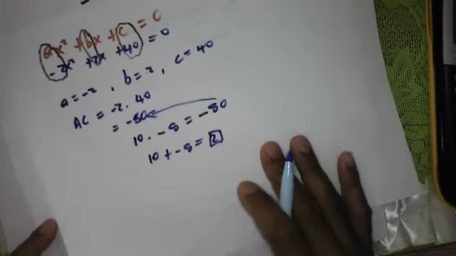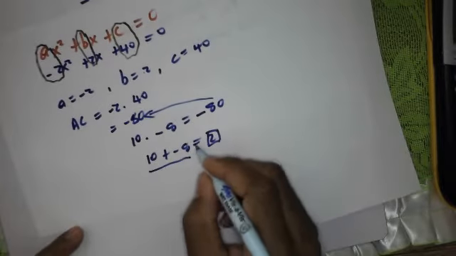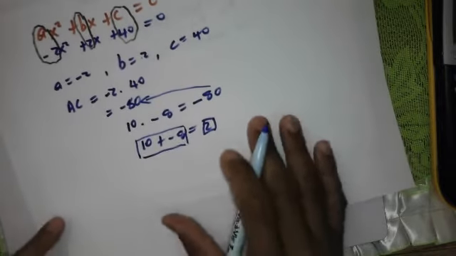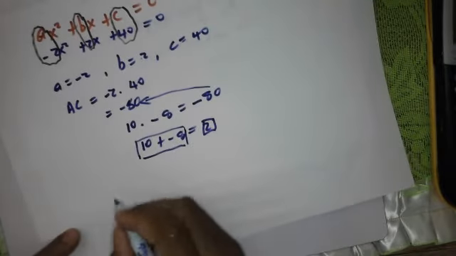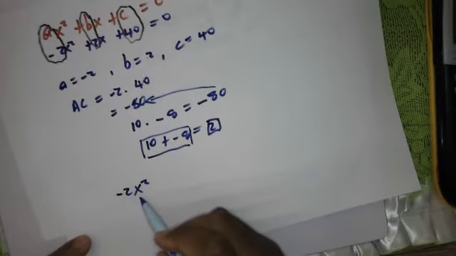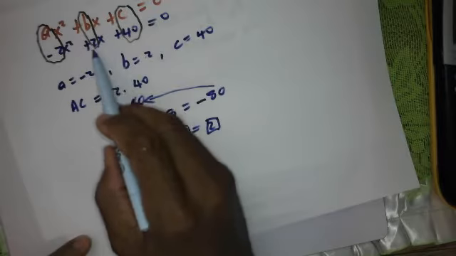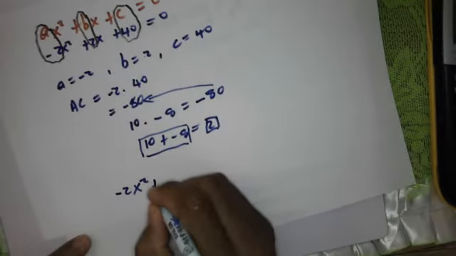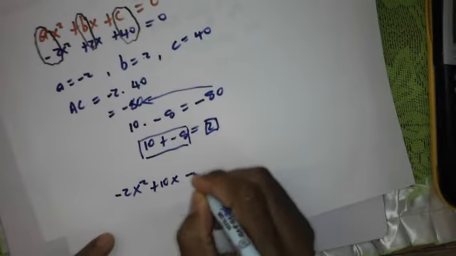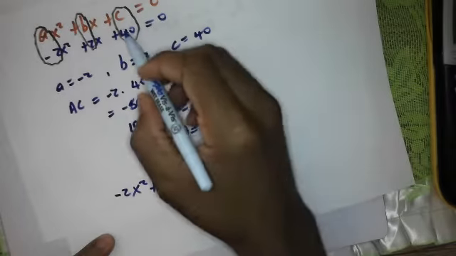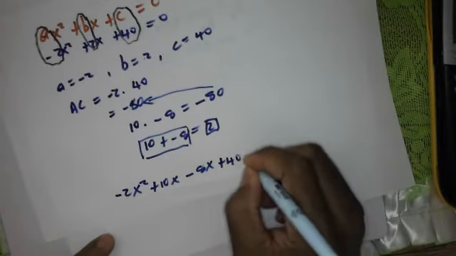Okay? So I'm going to use these to replace my b value. But remember, these are x's. So I can rewrite this as negative 2x squared. My first term will remain the same here, but I'll replace my middle term, which is 2x, with this here. But these are x's. So it would be plus 10x minus 8x, still plus my 40, equals 0.